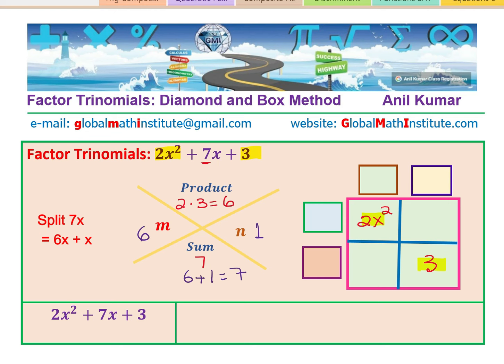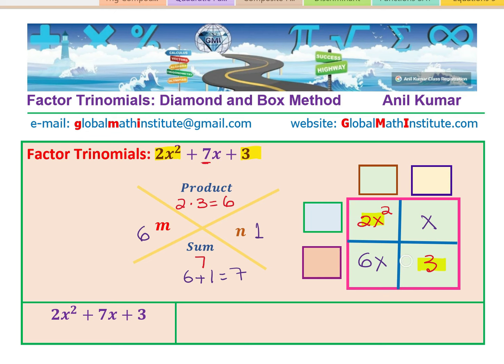Once you get these magic numbers, then it is very simple. Write 6x and 1x, which means just x, in the other two diagonally placed boxes, which are empty, right? Now we know the two magic numbers, m plus n, whose sum is 7. 6x plus x is 7x. So we have filled the box. This part on the left-hand side is the diamond for us, right? And that is the box for us.